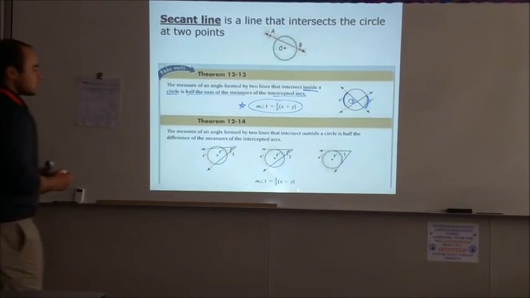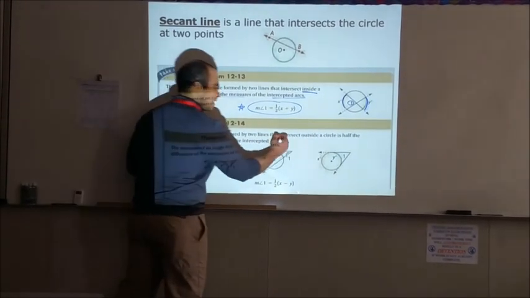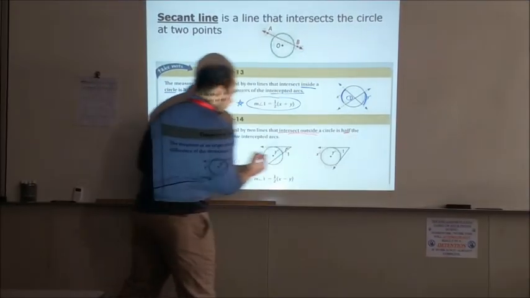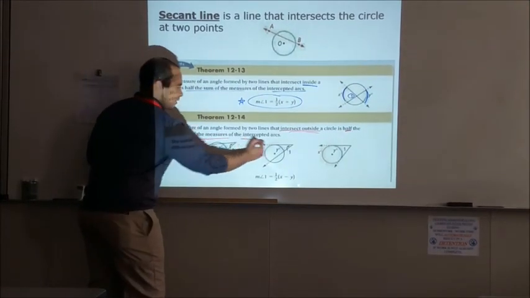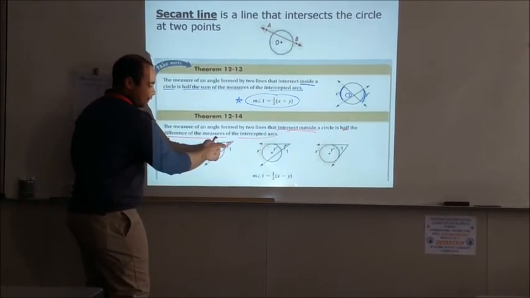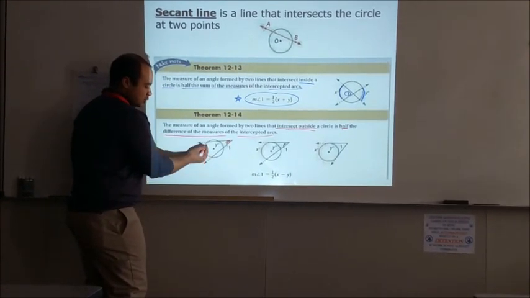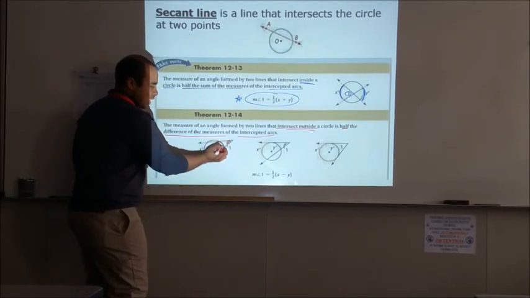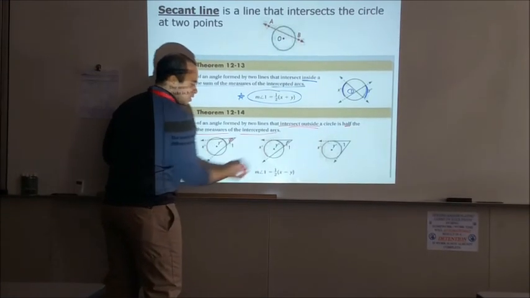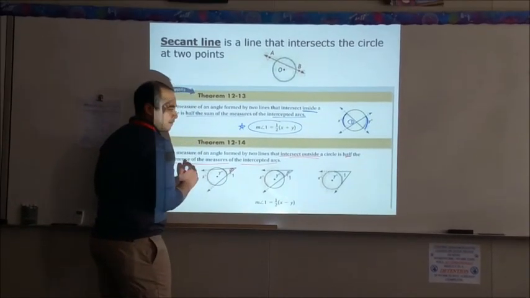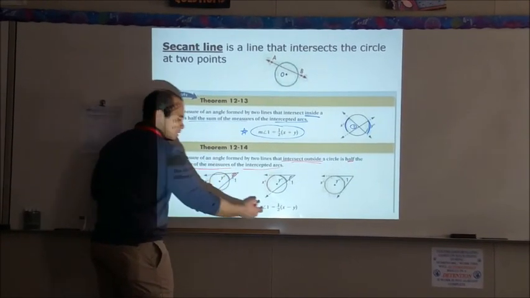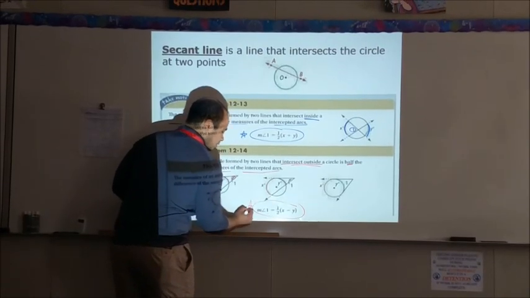Theorem 12.14 states that the measure of an angle formed by two lines intersecting outside a circle is half the difference of the measure of the intercepted arcs. So in this case, if you're looking for angle 1 on this angle formed outside the circle, you're going to take the big arc and subtract the smaller arc from it. Same thing here. You're taking the big arc, subtracting the smaller arc from it, and multiplying by 1/2. So it's 1/2 (big arc minus little arc) gives you the measure of your angle. Go ahead and start that in your notes as well.